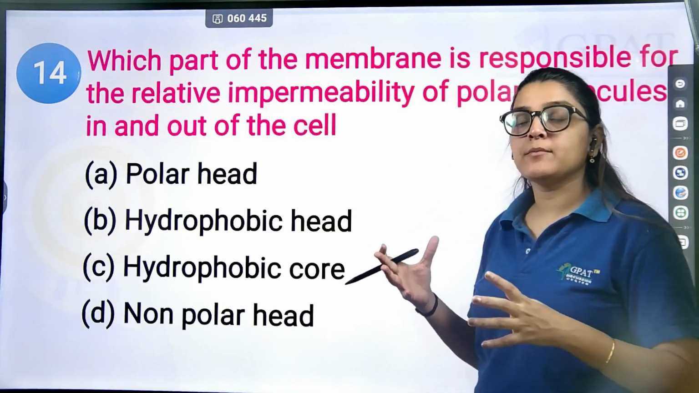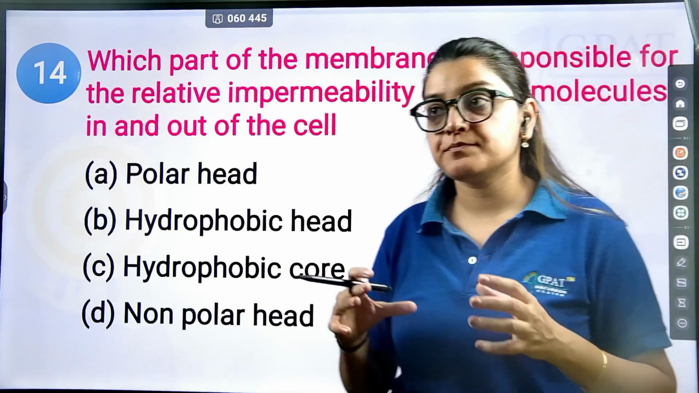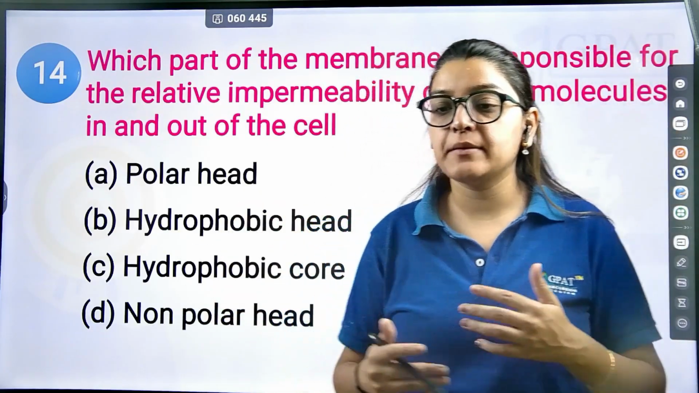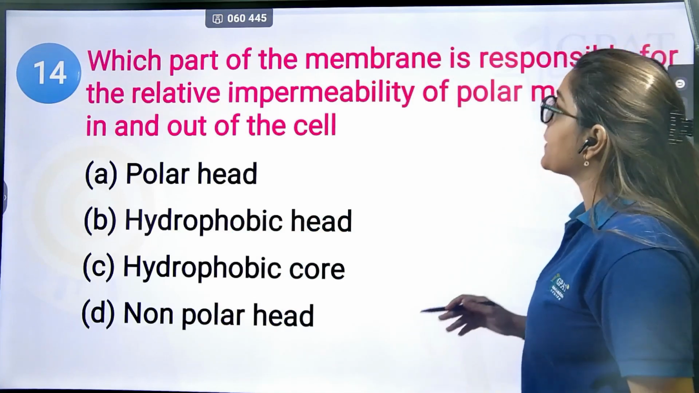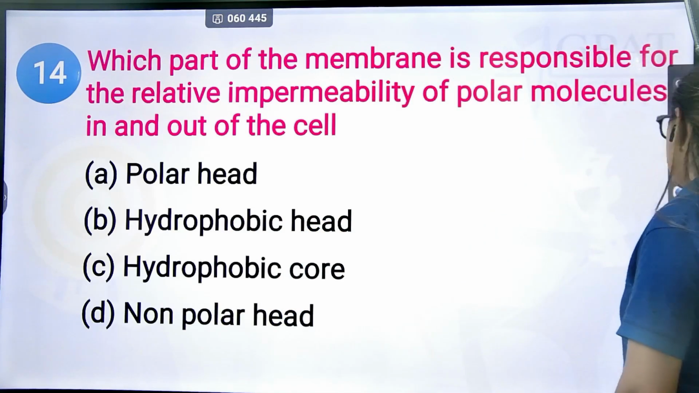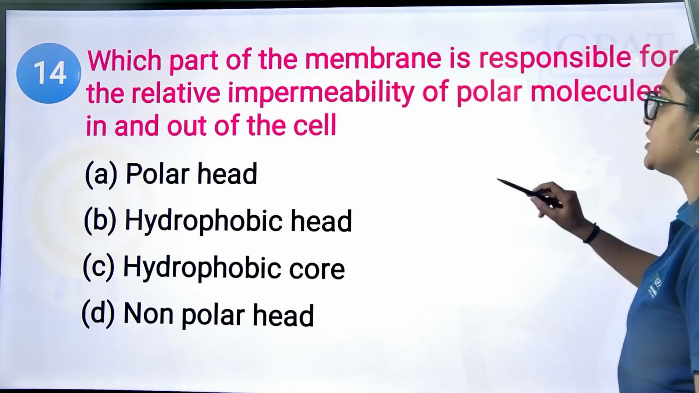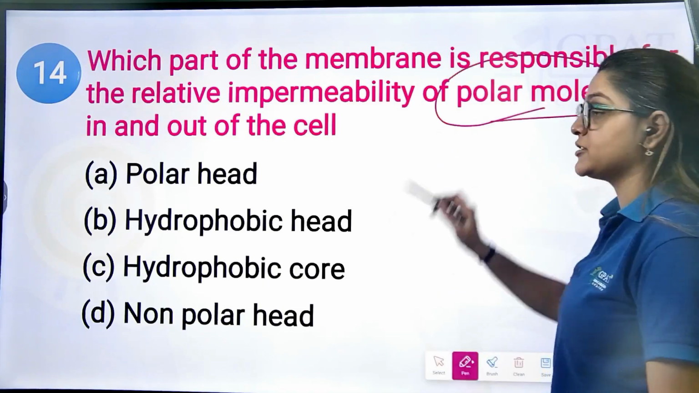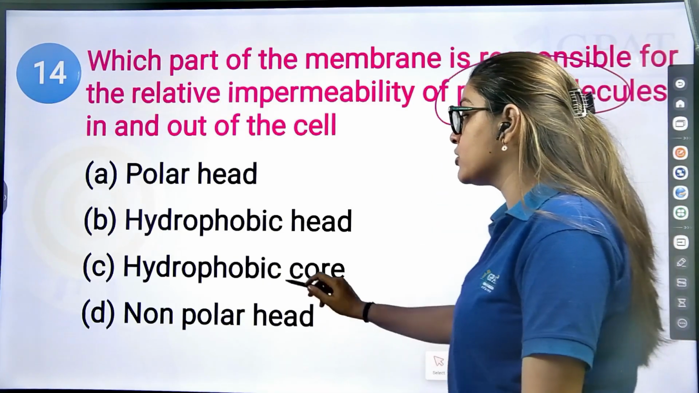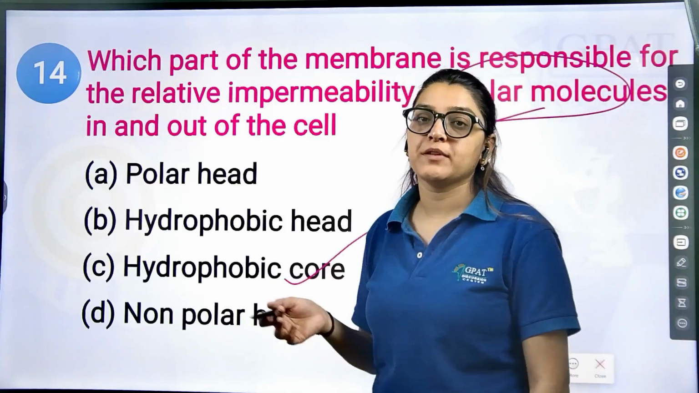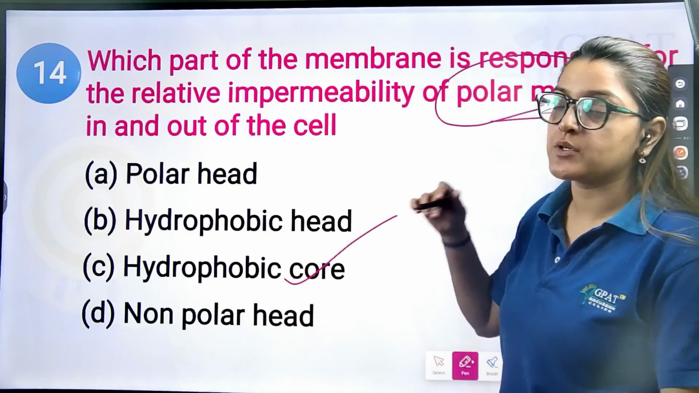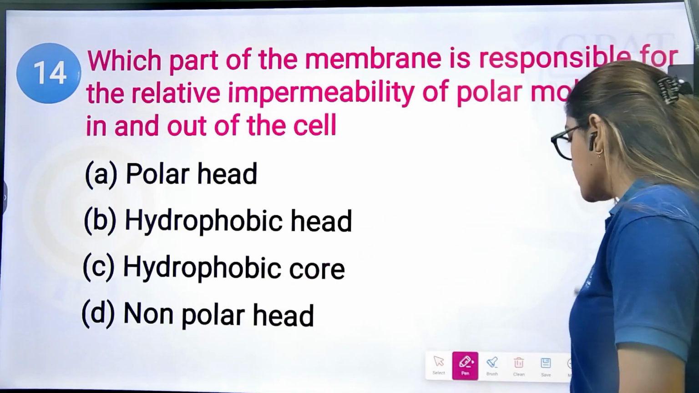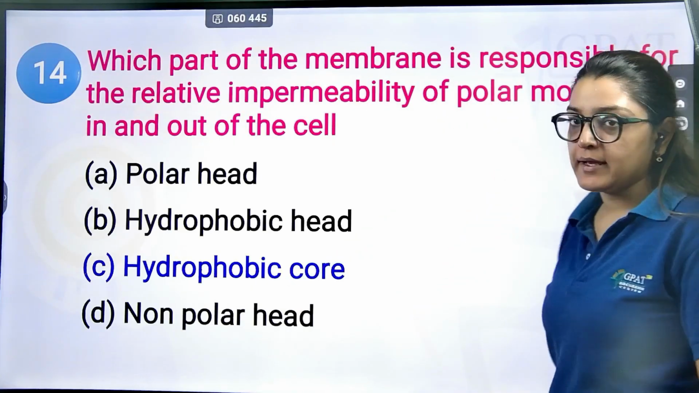So basically the molecules which are much more lipophilic in nature are welcome and are very much transported, right? So which part of the membrane is responsible for the impermeability of the polar molecule? If the molecule is polar or hydrophilic in nature, then the hydrophobic core is going to stop it from being transported. Otherwise, if it was hydrophobic or lipophilic, it is very much welcomed. So option C will be correct.